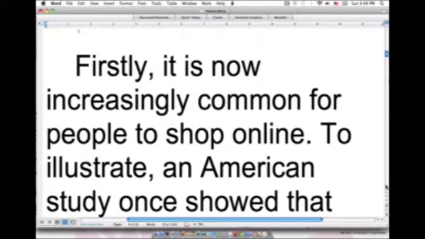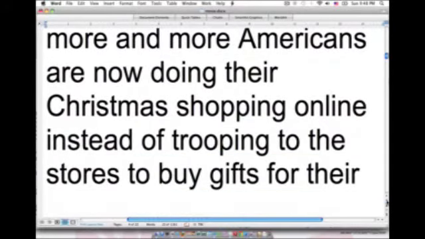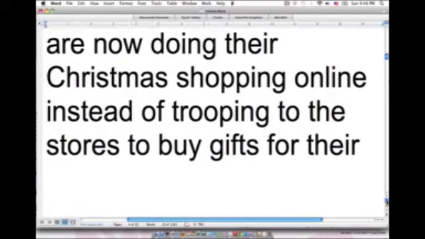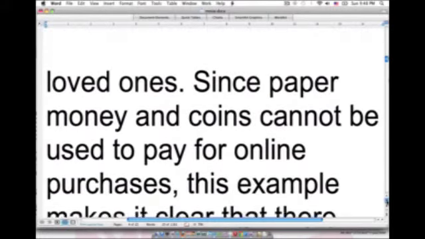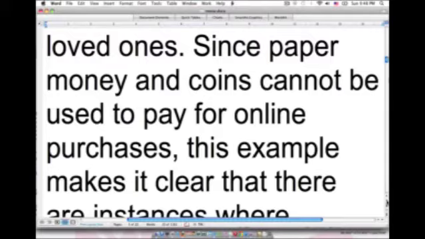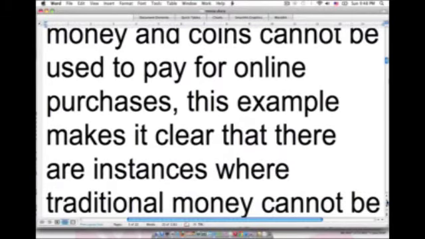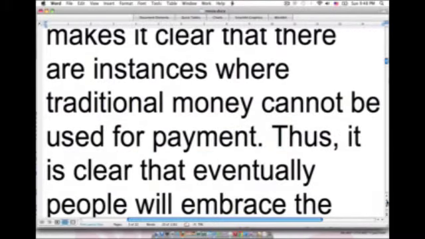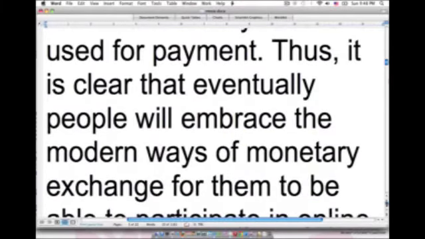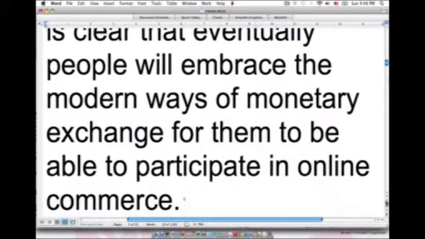Firstly, it is now increasingly common for people to shop online. To illustrate, an American study once showed that more and more Americans are now doing their Christmas shopping online instead of trooping to the stores to buy gifts for their loved ones. Since paper money and coins cannot be used to pay for online purchases, this example makes it clear that there are instances when traditional money cannot be used for payment. Thus, it is clear that eventually people will embrace the modern ways of monetary exchange for them to be able to participate in online commerce.